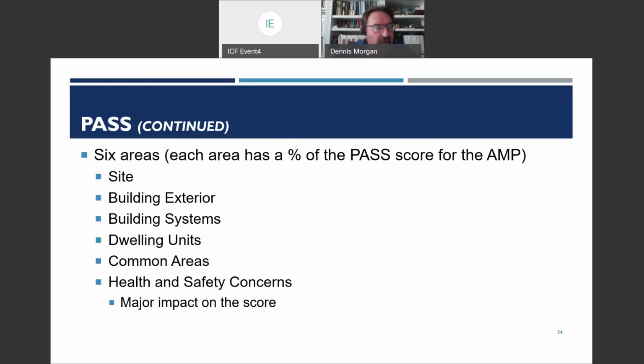And then I have that health and safety. Like I say, that's that double dinger. So if I get a health and safety, such as a tripping hazard, not only will I have, let's say, damaged sidewalk on the site, but I also have a tripping hazard. And that tripping hazard is an additional hazard that's going to take away additional points as well.